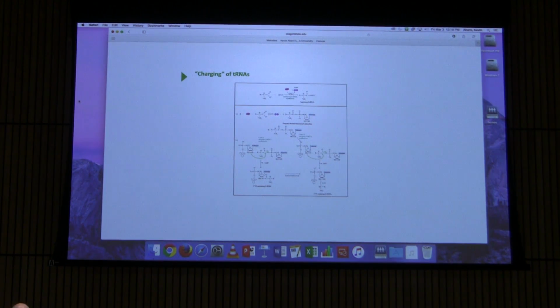Now, one of the things I want you to plant in your head about that transfer RNA with the amino acid on it is that the bond that links the amino acid to the transfer RNA is very unstable. In water, the half-life of that bond is on the order of about a second. Meaning that if you took a bunch of those transfer RNAs and simply let them sit in water, half of them would lose their amino acid in 1 second.